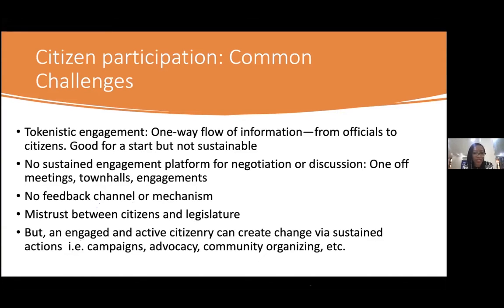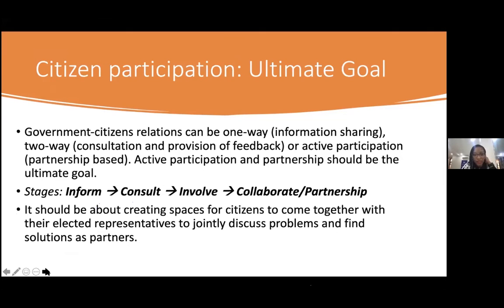But in spite of all these challenges, the facts and the experience across democracies, across countries, is that an engaged and active citizenry can create change through sustained actions, campaigns, advocacy, community organizing, etc. If you look at this part of my slide, you see where I outline the stages of participation. At first, you have inform, consult, involve, then collaborate and partnership. Collaboration and partnership should be the ultimate goal. That is where you have active participation. That is where you have citizens and their elected representatives jointly discussing problems and finding solutions as partners.